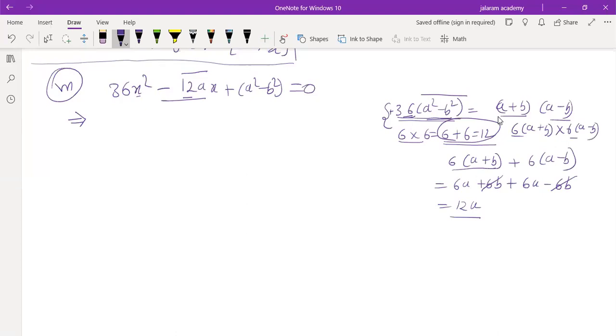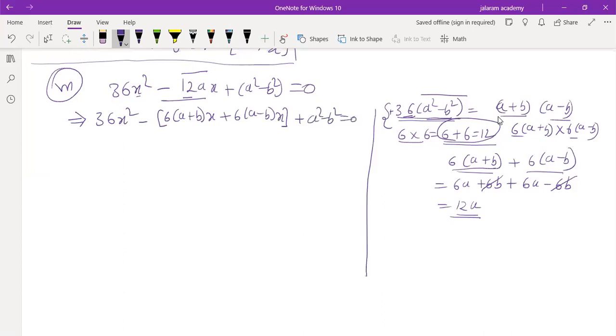So in place of 12a, we must write 6 into a plus b plus 6 into a minus b, and you have to apply brackets. 6 into a plus b into x plus 6 into a minus b into x plus a square minus b square equals 0. Is that clear to you? Any doubt? Yes, sir.